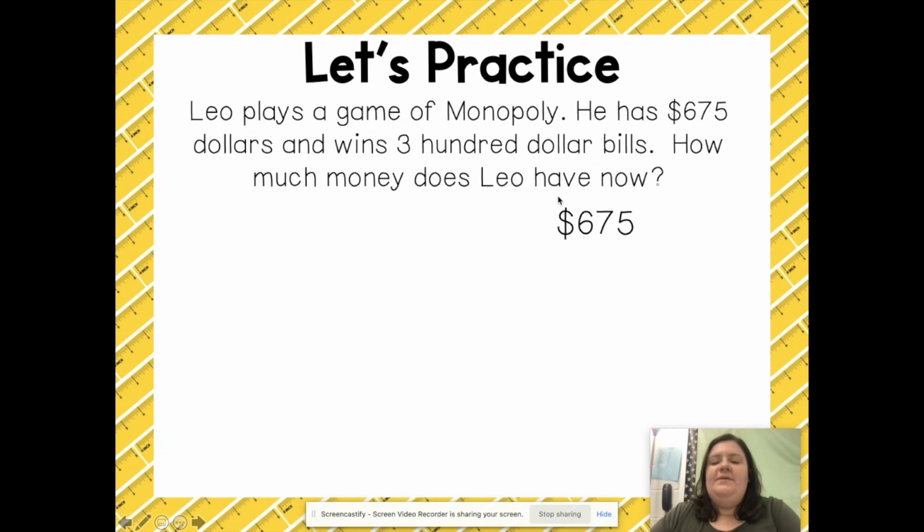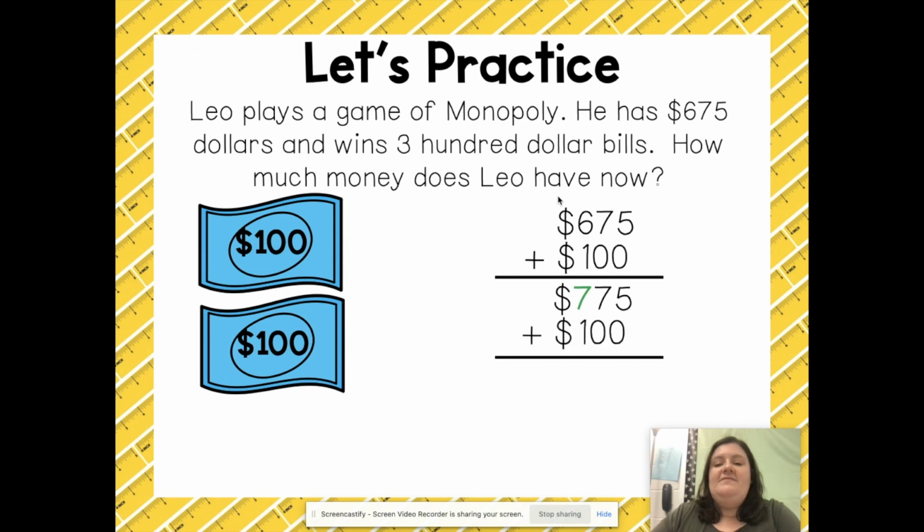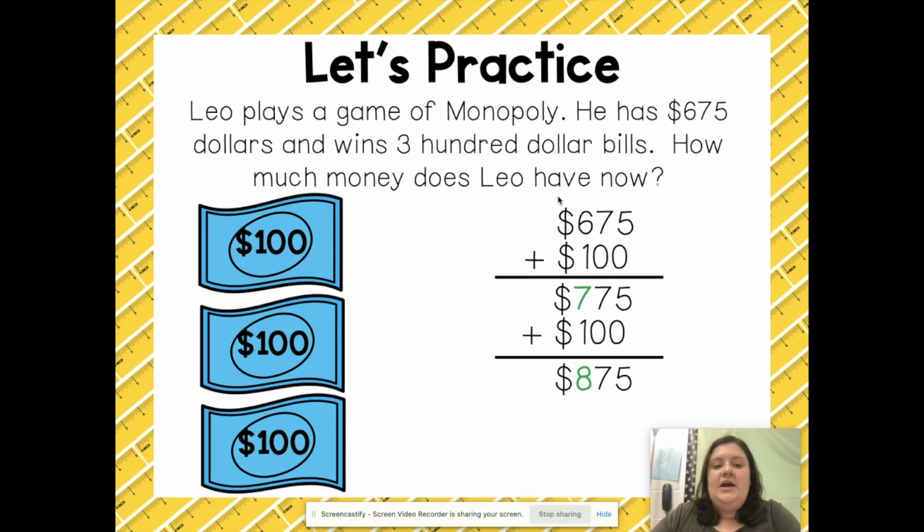Well, we're going to start off with Leo's $675. And then we're going to add up another $100 bill. So those blue bills are going to be worth $100. So 675 plus 100 is going to be 775. Then 775 plus 100 is going to be 875. And then I need to add up 100 one more time. So 875 plus 100 is going to be 975. Again, to figure out the answer to this question, we skip counted by 100 or we added 100 to get to our next number.